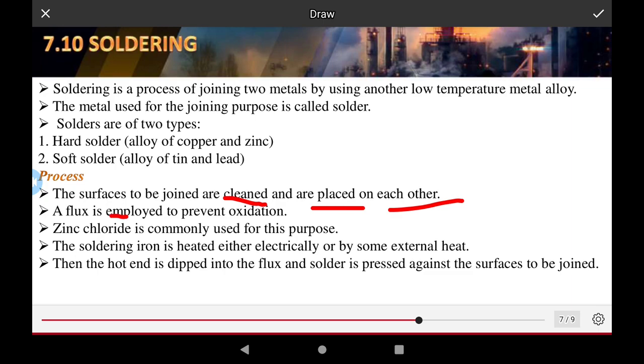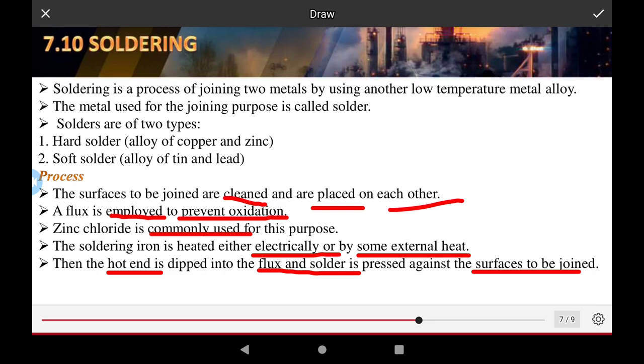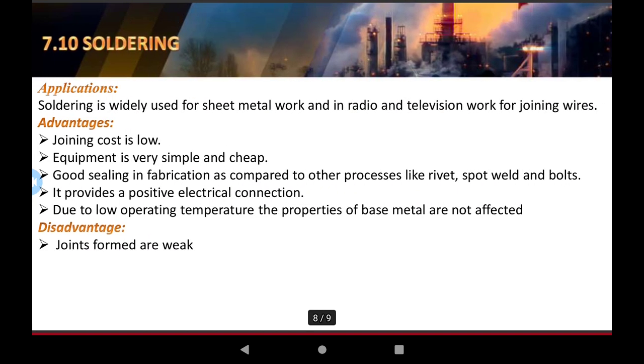Flux is employed to prevent oxidation. The zinc holder is commonly used for this purpose as the electrode. The soldering iron is heated electrically by passing current through it, with external heat supplied. It is then dipped into the flux and solder. It is passed again over the surface of the joint, making the joint hard.